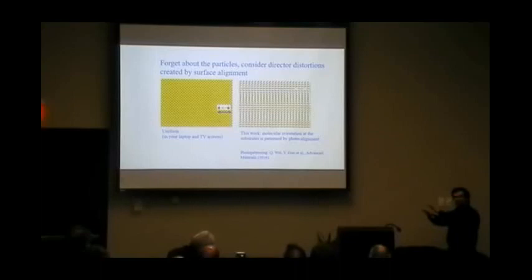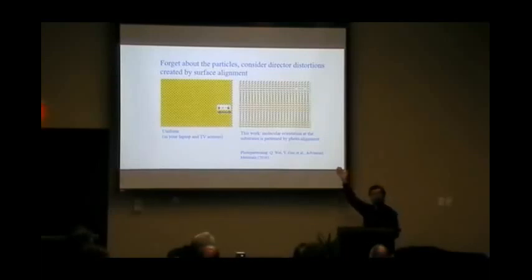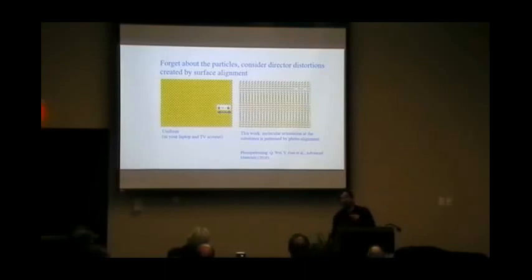Then he would use a photosensitive substrate, and the molecules there would adjust to the local polarization of the impinging light. If we use this as the substrate for the liquid crystal cell, then the director will look like it looks on the right-hand side. This is the pattern that was created by photo alignment. And this is not just a graphic illustration. This is a real polarizing microscope image of the liquid crystal cell.